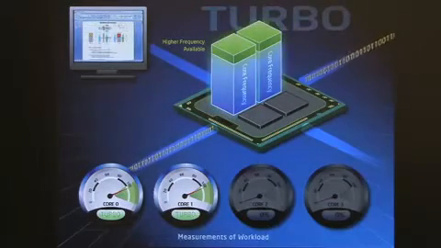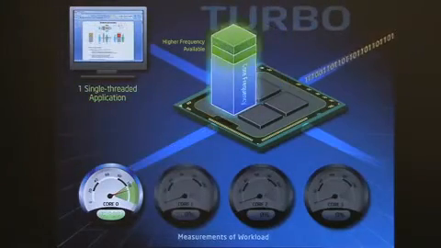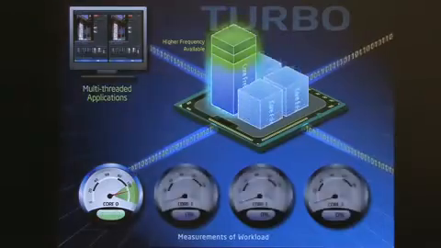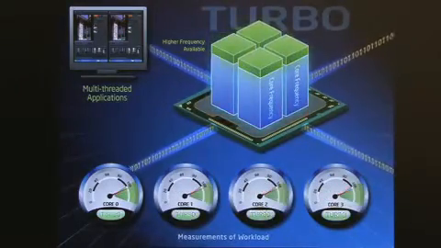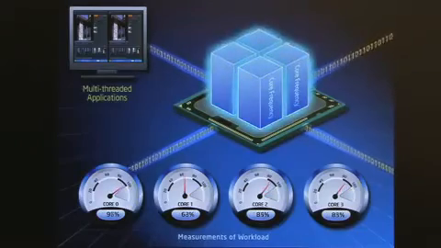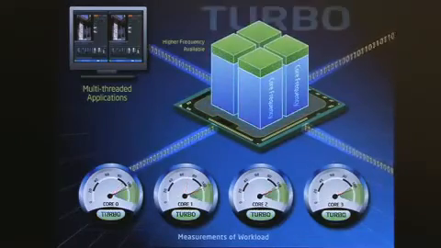The same thing applies if I go to a single thread workload. So if one of the 2 cores that was on goes off, I translate that power budget into more frequency on the remaining core. And finally, even if I'm running a multi-threaded application where all 4 of my cores are busy, but that application isn't using the entire resources of the processor, I can again translate that into more frequency on the cores that are active.